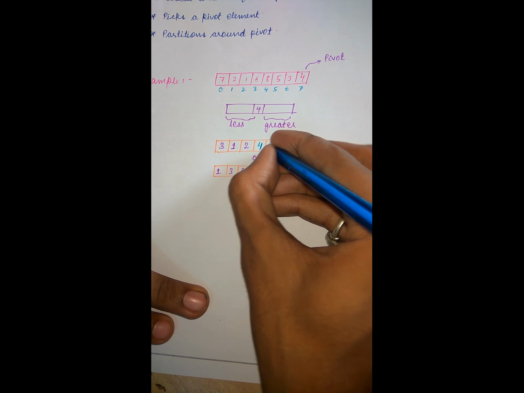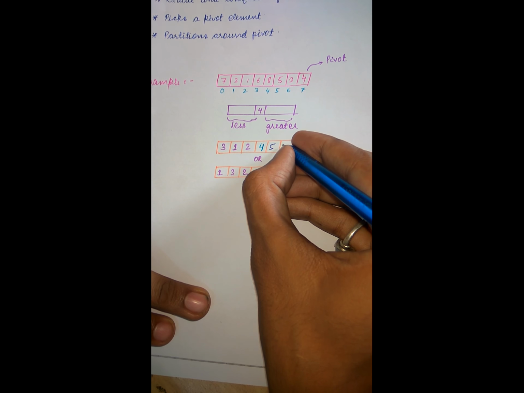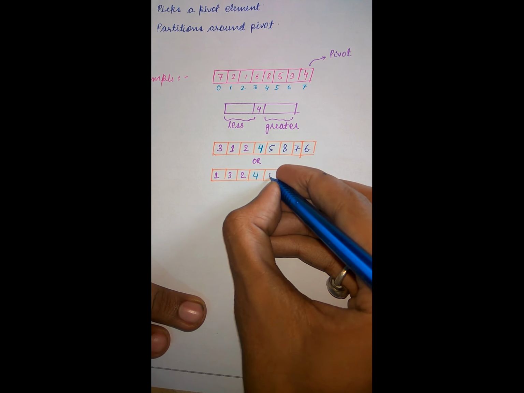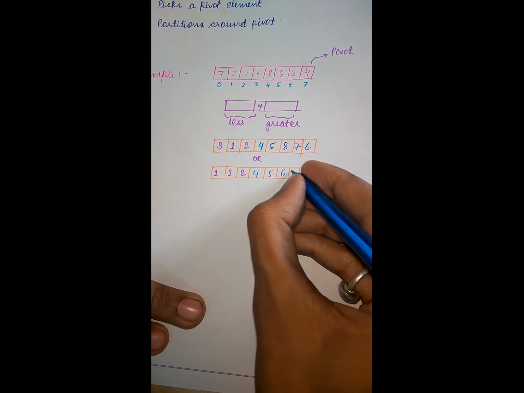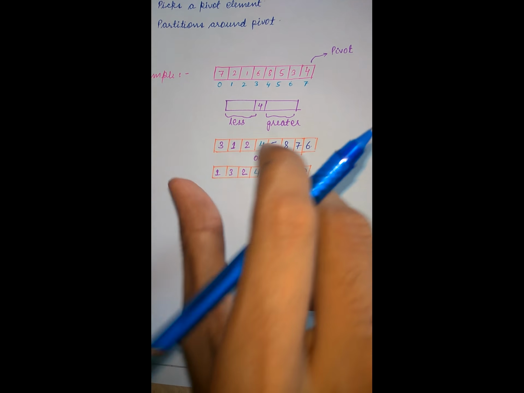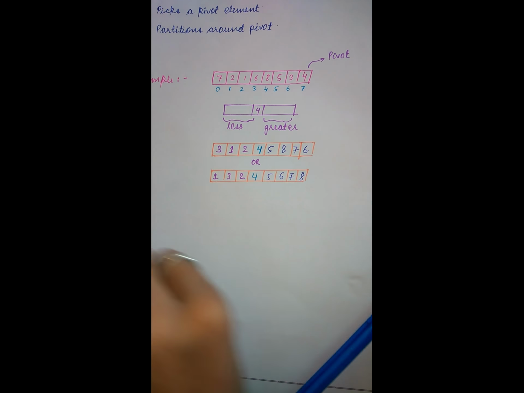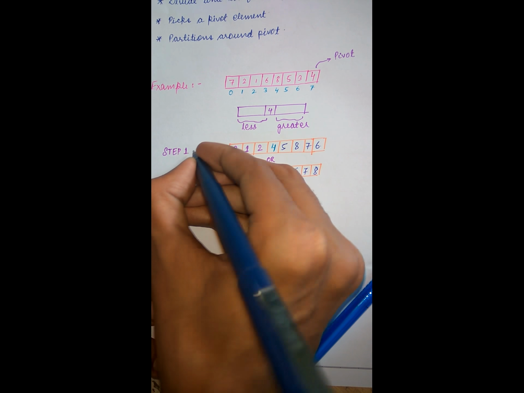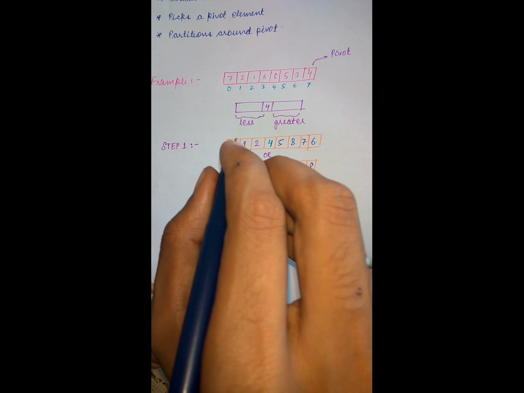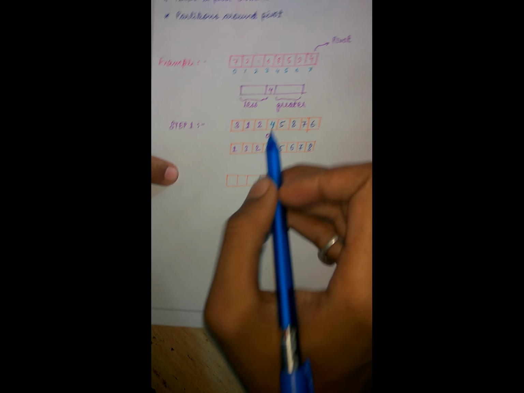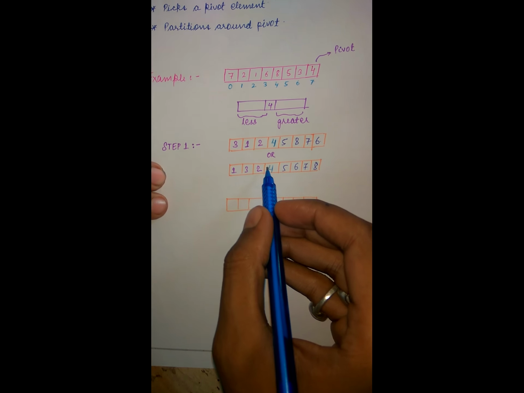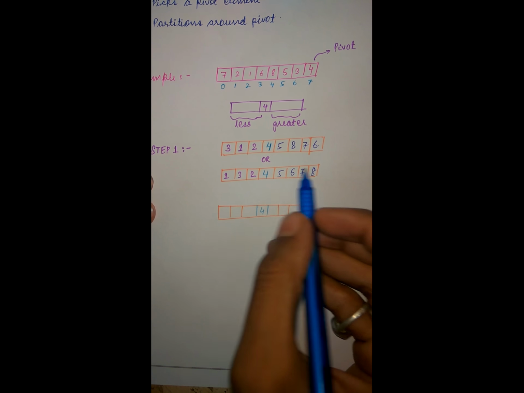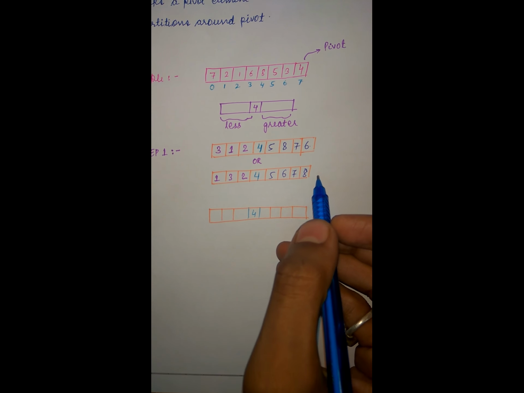So it could be like 5, 8, 7 and 6, or 5, 6, 7 and 8. This would be our first step. So we could say this is step 1, and our first step is done. The elements to the left of the pivot are smaller than the pivot and the elements to the right of the pivot are greater than the pivot.